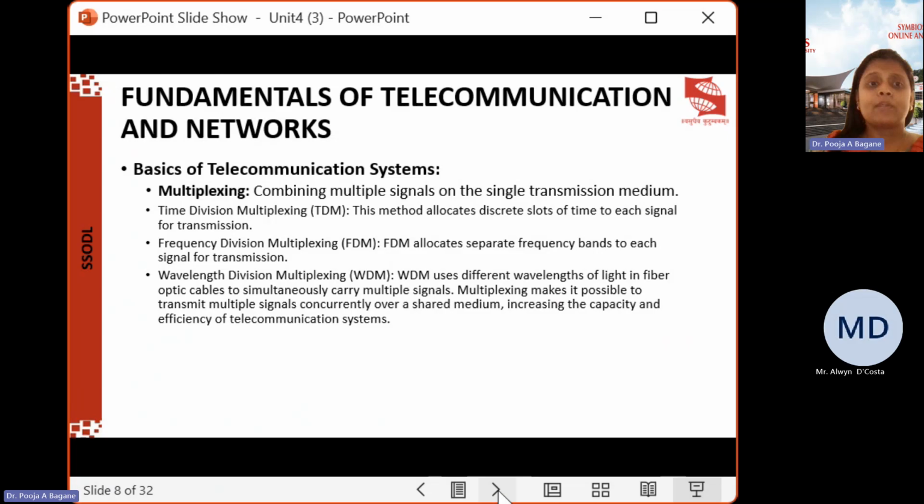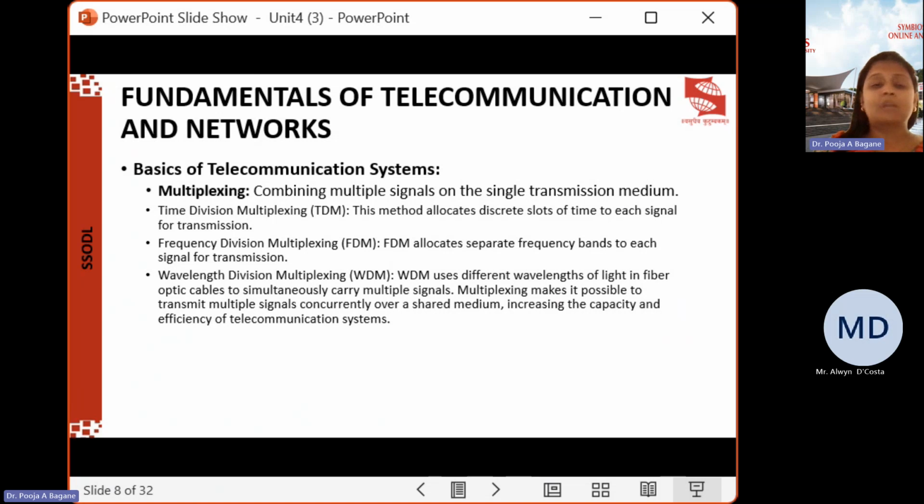Then multiplexing. So what does multiplexing mean? Combining multiple signals on a single transmission medium is called multiplexing. There are several methods of multiplexing which are given here in this particular slide: time division multiplexing, frequency division multiplexing, and wavelength division multiplexing. So we are going to discuss the same.